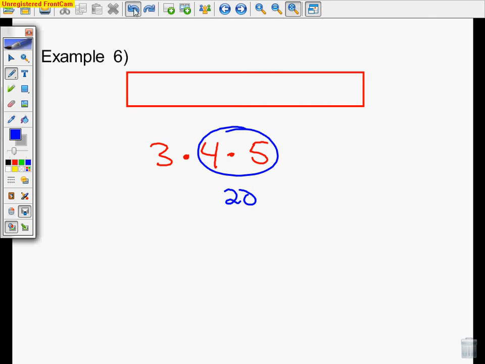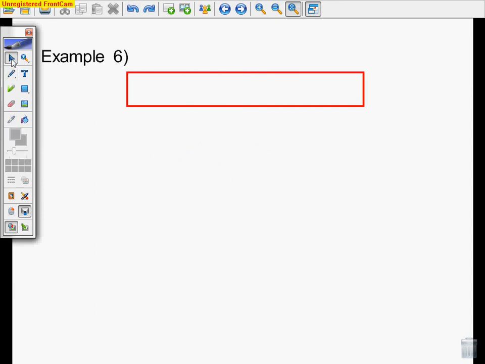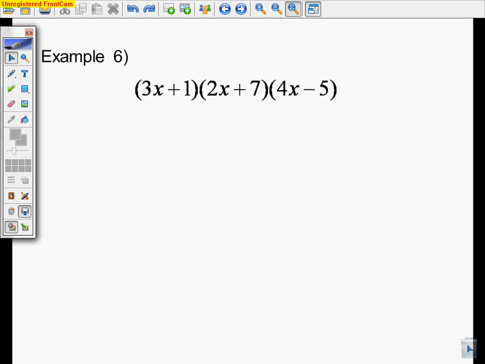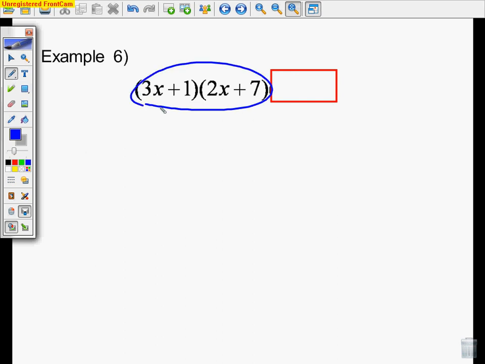So the concept that we're doing here is that we multiply two of the terms together, and then that answer is multiplied by the next term. Well, that's the same thing that we're going to do here. All right, just multiply two of these together. Let's forget about that last one for right now. Let's just multiply these two.